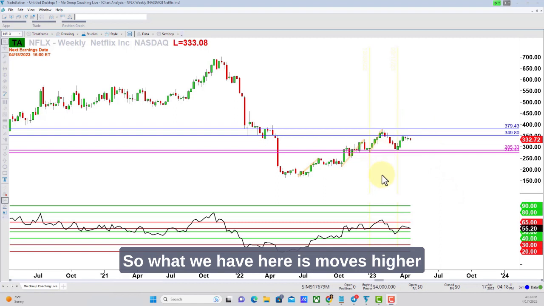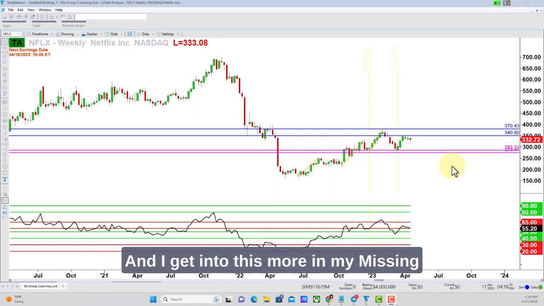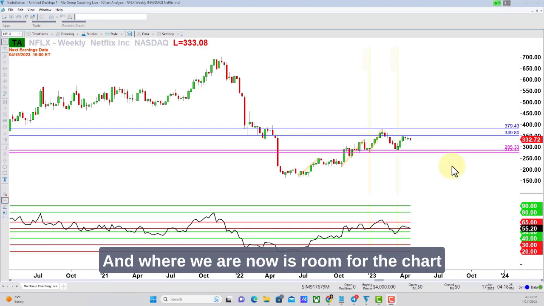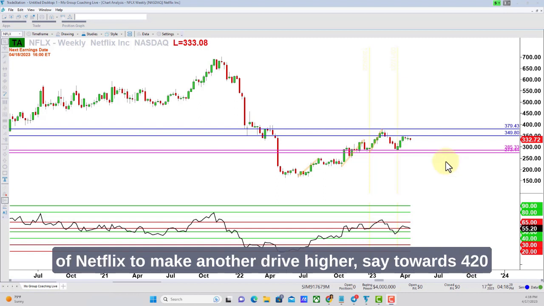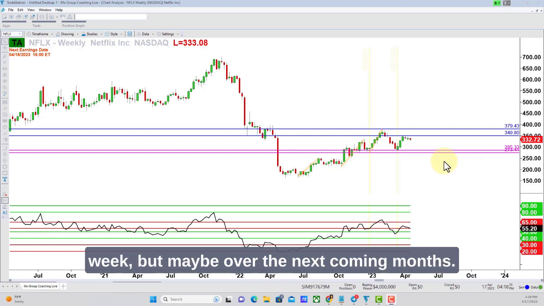So what we have here is moves higher in price that are following a distinct pattern in something called drives, like driving a car. And I get into this more in my missing trend strategy and my Gann trading pattern system. And where we are now is room for the chart of Netflix to make another drive higher, say towards 420 or 450. Now, not over a day, not over a week, but maybe over the next coming months.